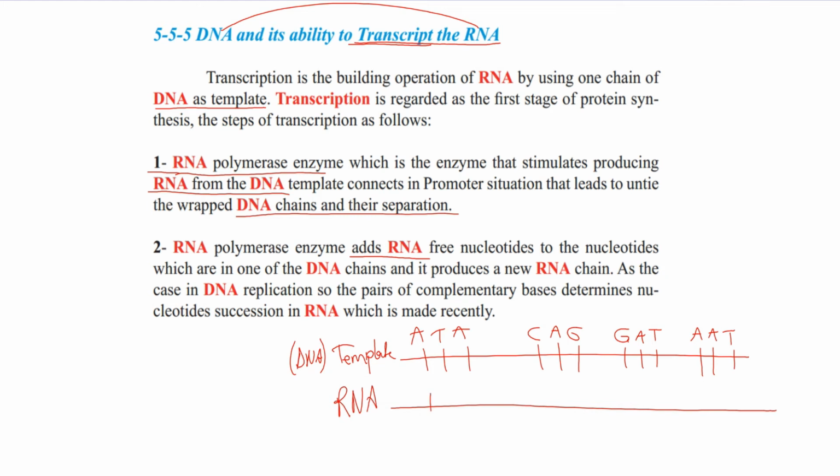A is completed with T normally, which is thymine, but in RNA there is no thymine. Instead of thymine there is uracil, so it is completed with uracil. Thymine with adenine, A with uracil, C, which is cytosine, with guanine, A again with U, uracil, G with C, G with C, A with uracil, T with A, U with A, and again A with U, and T with A.